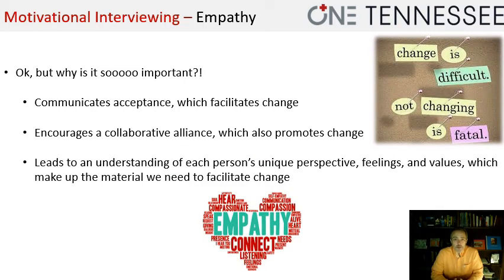Why is it so important? It's because it communicates acceptance, which facilitates change. It encourages a collaborative alliance, which also promotes change. It leads to an understanding of each person's unique perspective, feelings, and values, which make up the material we need to facilitate change. We want our patients to make positive change, and empathy is the initial stage in making that possible.